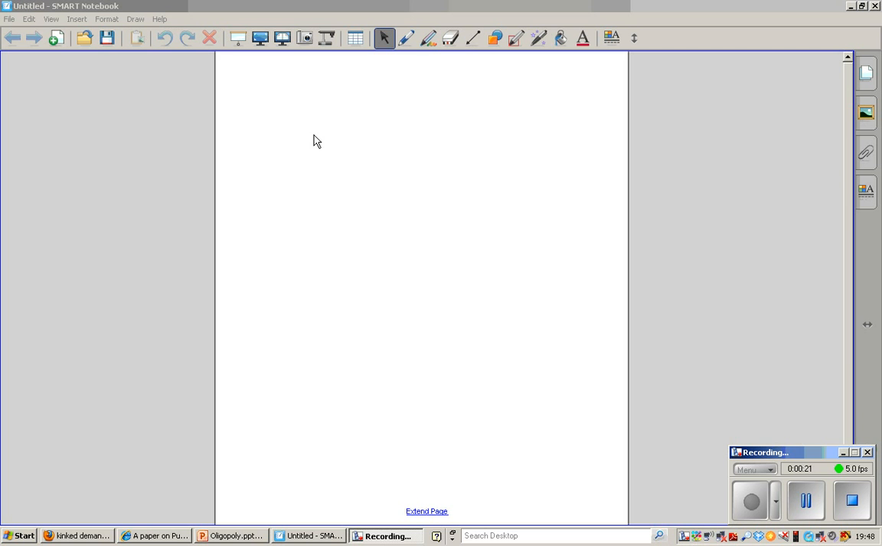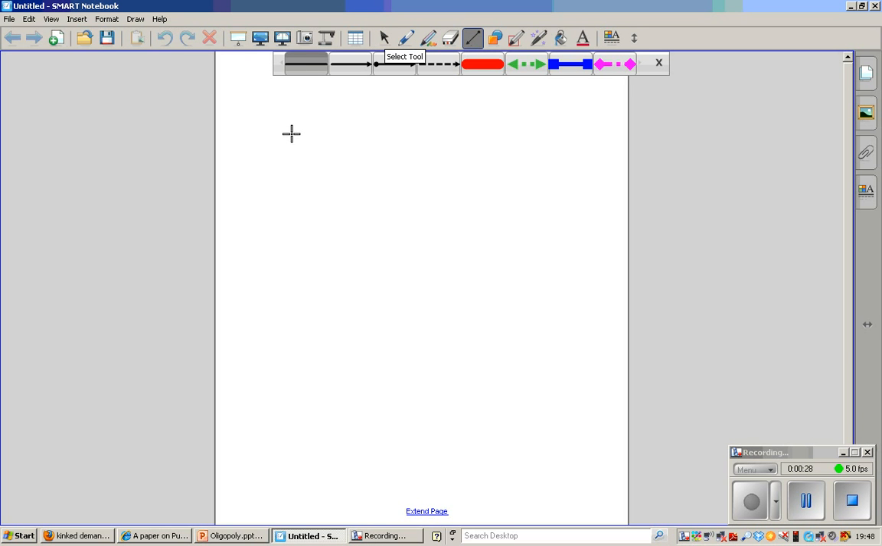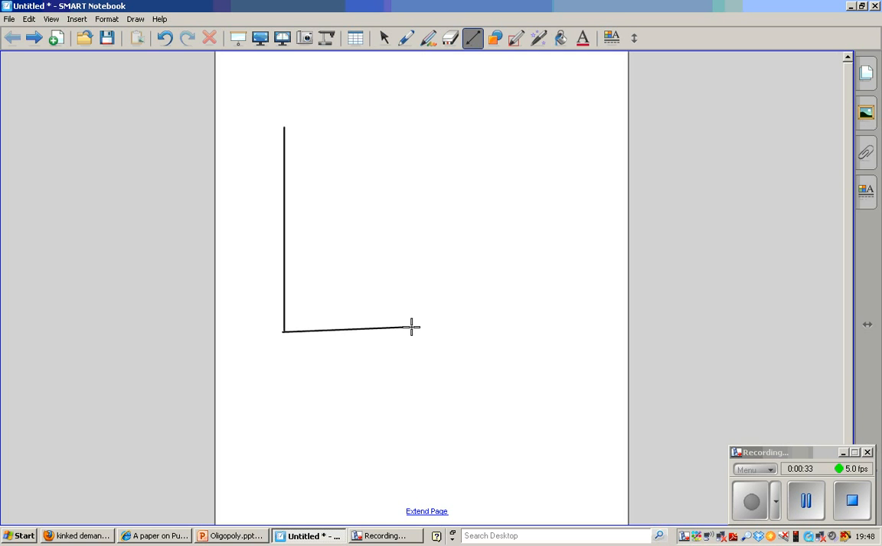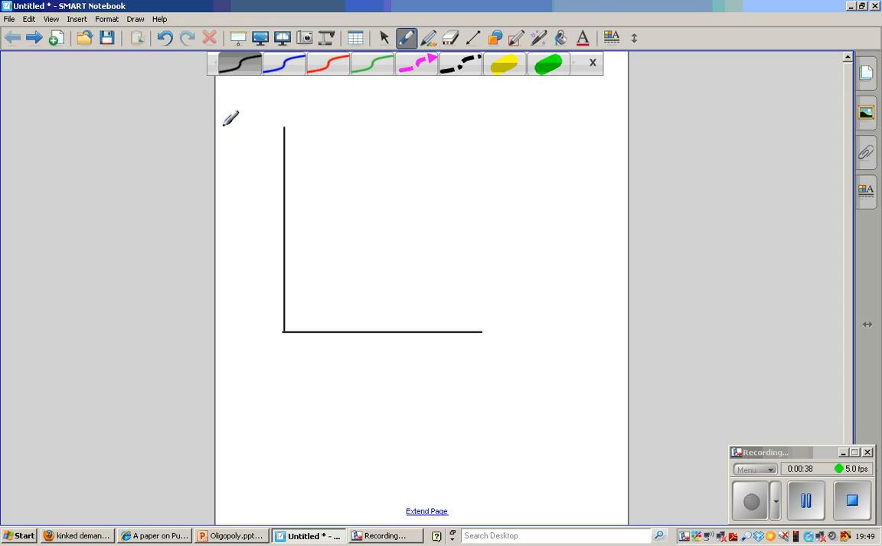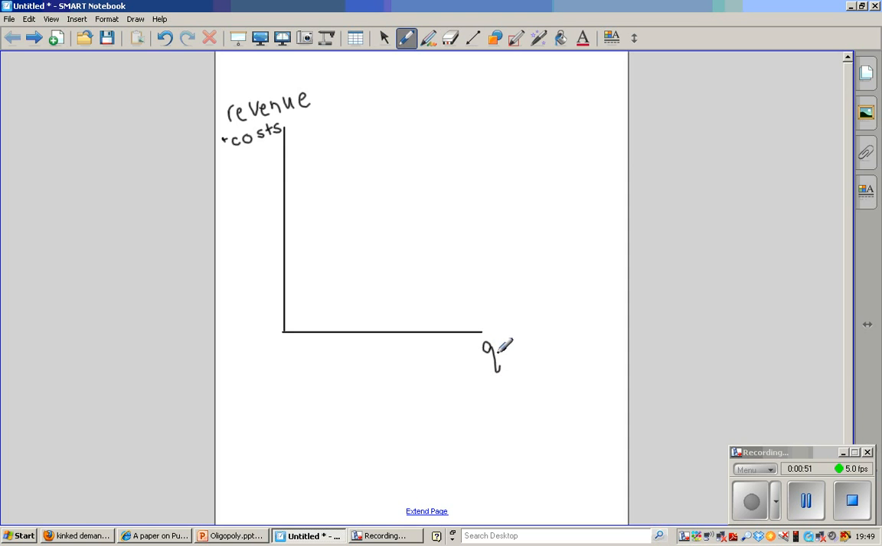So I'm going to take you through the basics of what I had to do in order to set this up. So again, I'm going to go to the easiest parts first and start with my axes. Let's add in my y, sorry, my x. And this is my y, I have revenue and costs. On my x, I have quantity. Let me label this oligopoly.